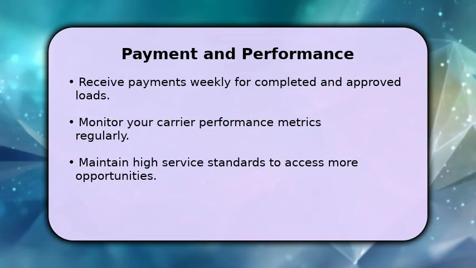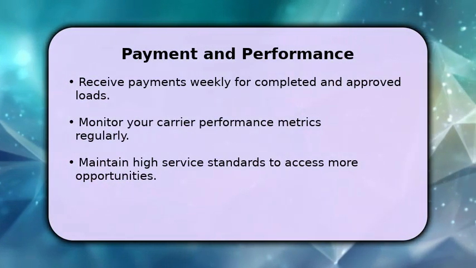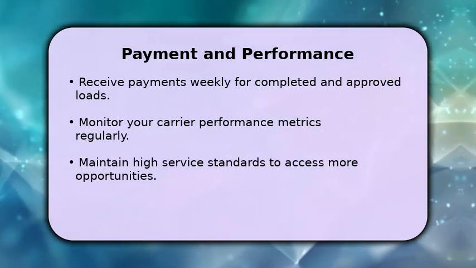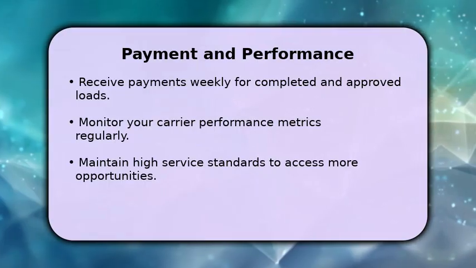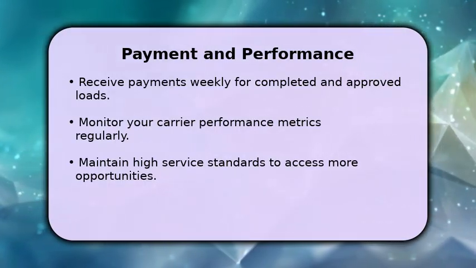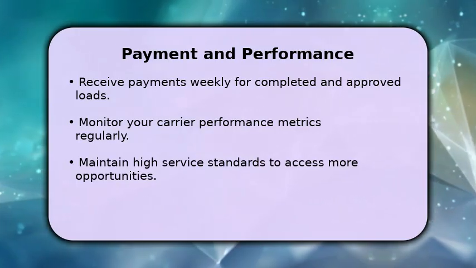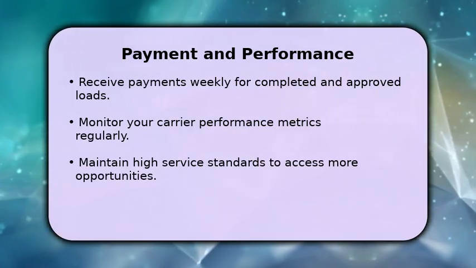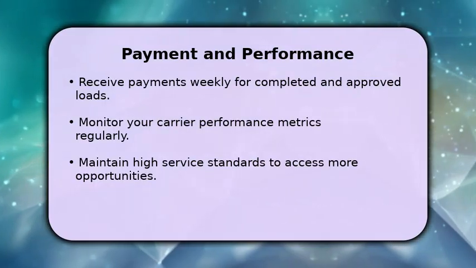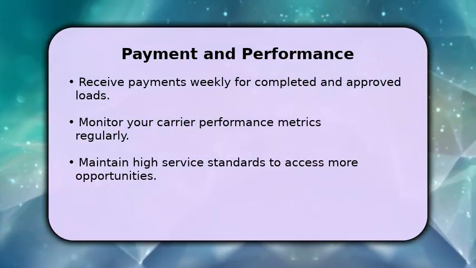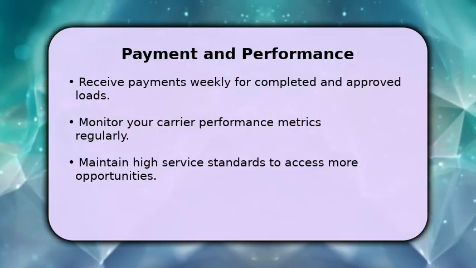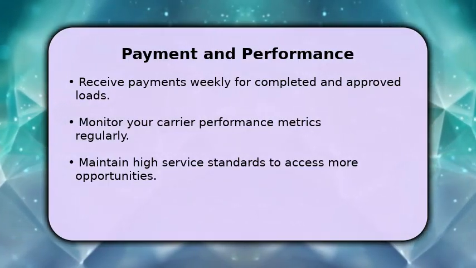Amazon Relay processes payments weekly for all completed and approved loads, typically within 7 days of delivery. You can track your payment status and view detailed statements directly on the portal. It is also important to regularly monitor your carrier performance metrics, such as on-time delivery and tender acceptance rates. Maintaining high service standards and a strong performance record will help you secure more desirable loads and foster a successful, long-term partnership with Amazon.